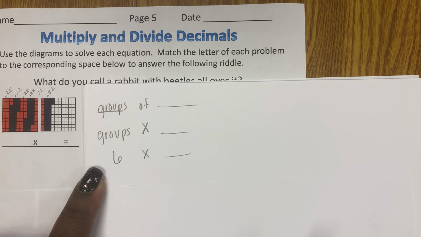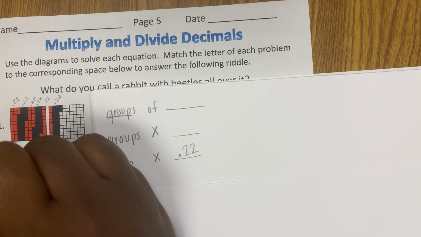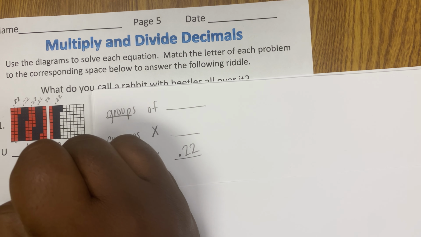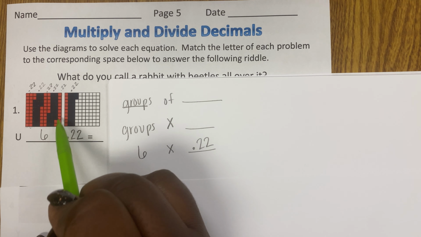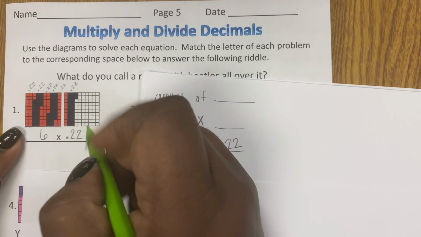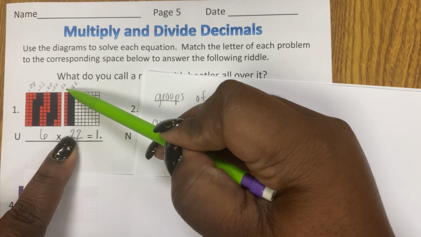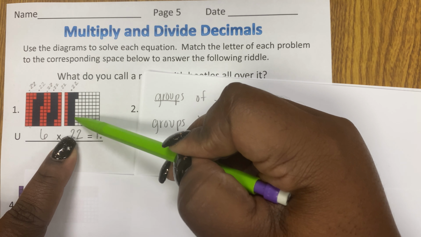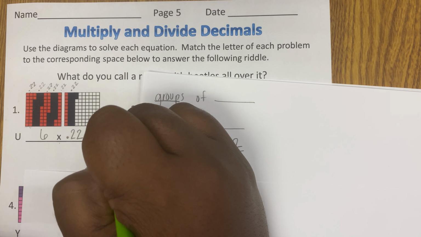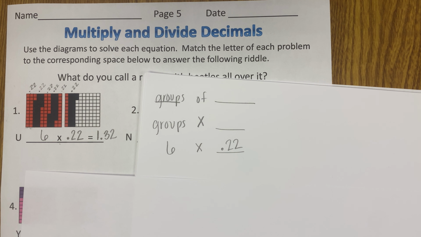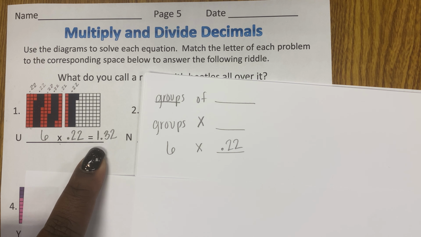So we have 6 groups of 22 hundredths. So on this one, we're doing 6 times 22 hundredths. So let's see what we have. This is one whole that is completely shaded in. So I know we have at least one whole. And then this is 10, 20, 30, 31, 32. So 32 hundredths. So looking at that, we should have 6 groups of 22 hundredths is one whole and 32 hundredths.